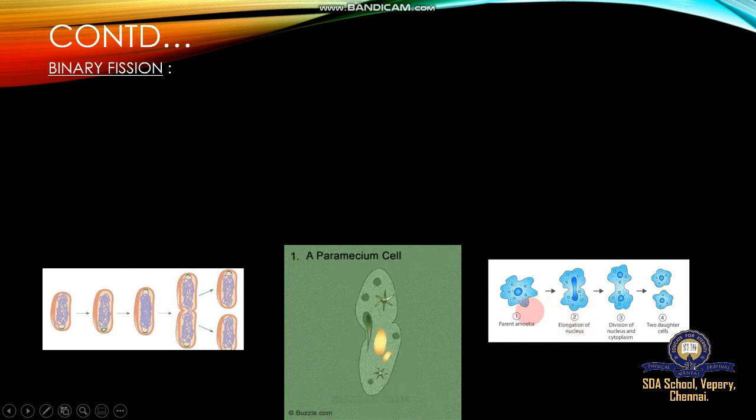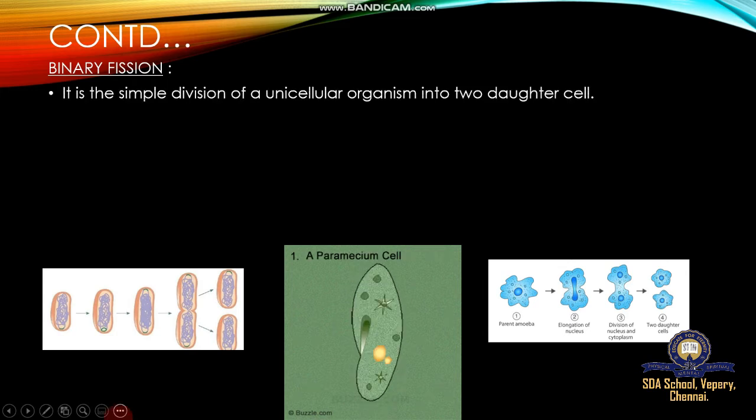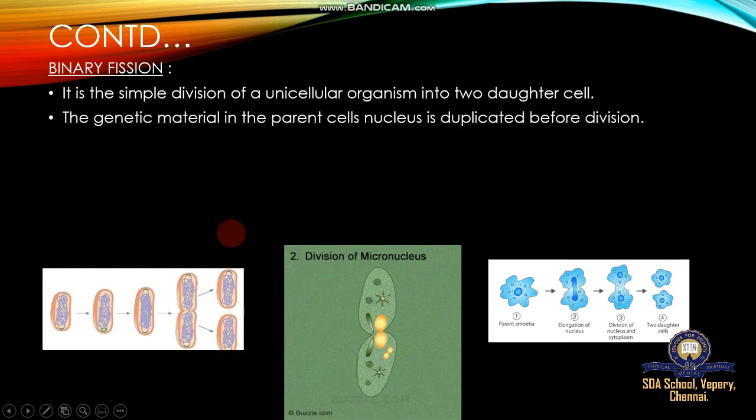In amoeba, the completely developed parental amoeba shows elongation of the nucleus, then division happens, and at last two daughter amoebae develop. It is a simple division of a unicellular organism into two daughter cells. The genetic material in the parent cell's nucleus is duplicated before division.